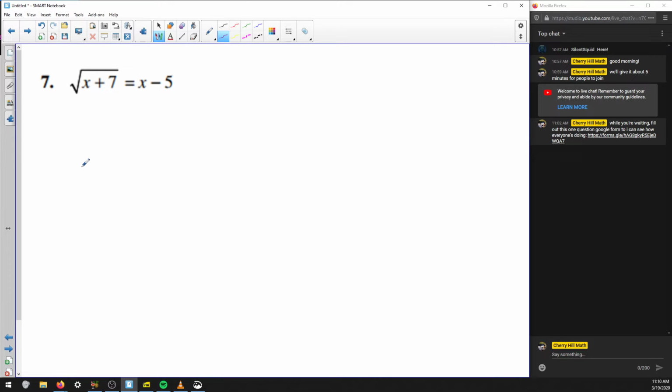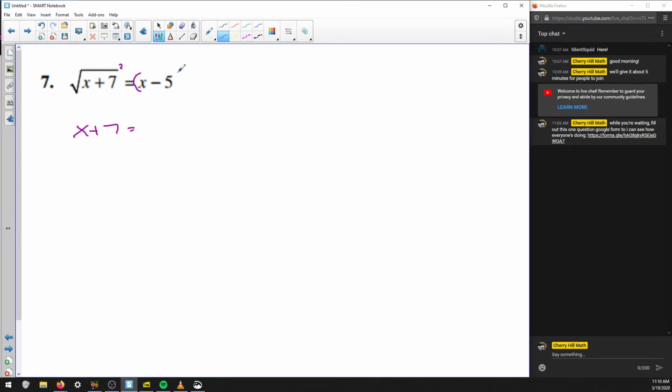So problem number 7, if I were to look at this, I would say right now the left-hand side is a radical, but the radical's by itself. There's nothing on the outside, right? So at this point, I'm good to just square the left-hand side. That's going to make the square root and the square cancel, and I'll end up with x plus 7. And then on the right-hand side, this is where things get a little trickier.